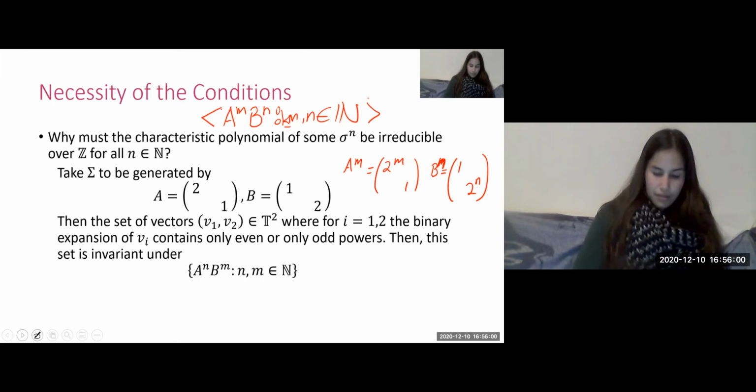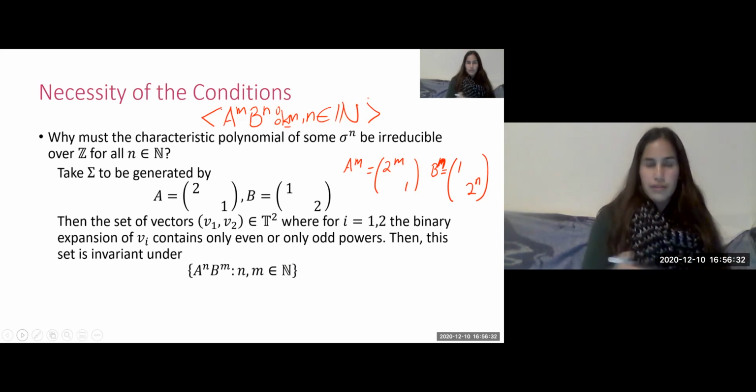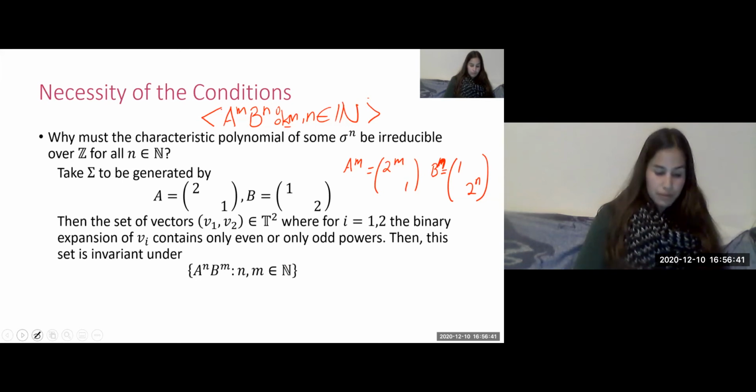Okay, thank you. So now we claim that this set of vectors, where each coordinate has only odd powers or only even powers, is going to be invariant under this semigroup. This just builds on the example that we saw earlier. So this is why this condition is necessary. Those of you who are very ambitious can think about why condition 3 is necessary. That's the condition that in every direction that's a common eigendirection for all of these matrices, there must be one matrix that expands that direction. Think about why that's a necessary condition by building a counterexample.